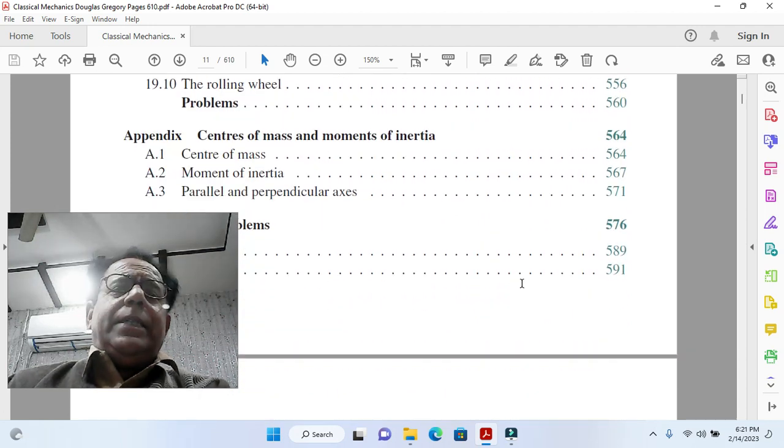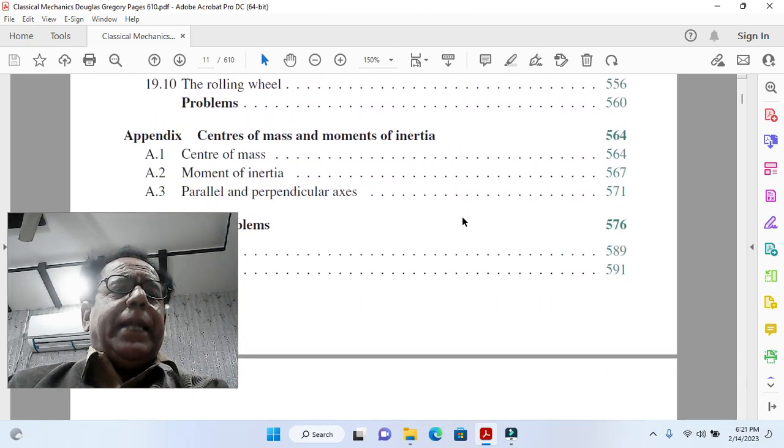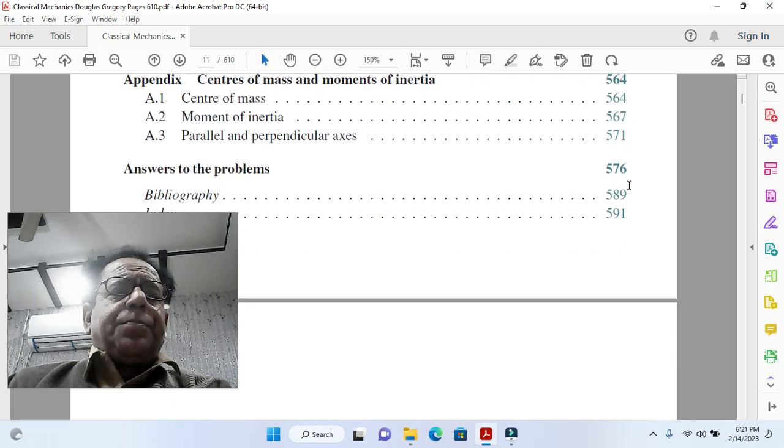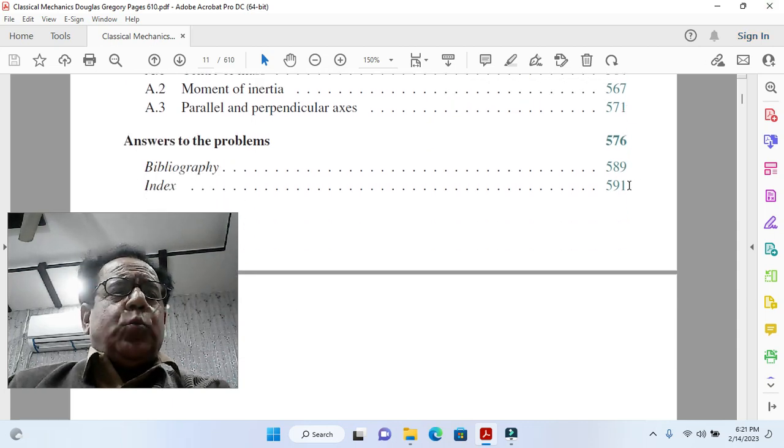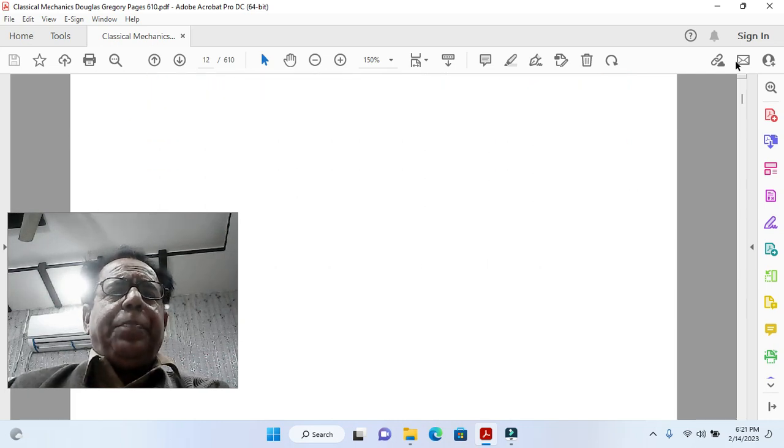Then this is the last chapter. It means this book contains 19 chapters, and then the appendix begins from page number 564, and answers to problems are given at page 576 and the index is given at page 591. Now we move to the next book.